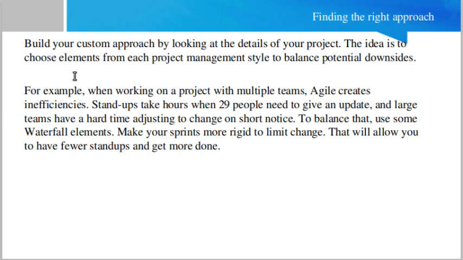Then build your custom approach by looking at the details of your project. The idea is to choose elements from each project management style to balance potential downsides. For example, when working on a project with multiple teams, agile creates inefficiencies. Stand-ups take hours when 29 people need to give an update, and large teams have a hard time adjusting to change on short notice. To balance that, use some waterfall elements: make your sprints more rigid to limit change. That will allow you to have fewer people in the stand-ups and get more done.